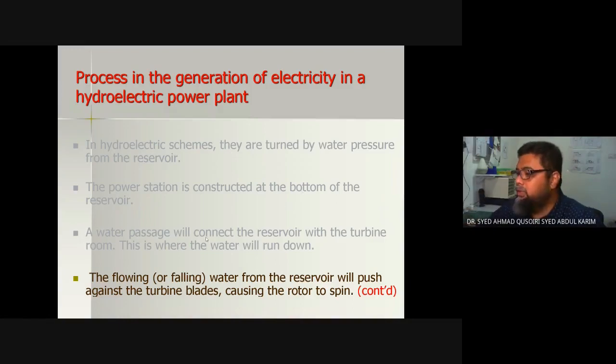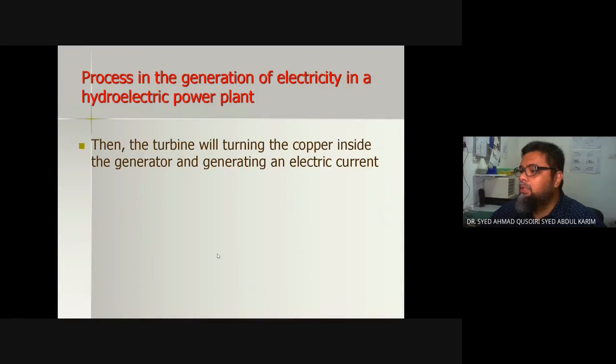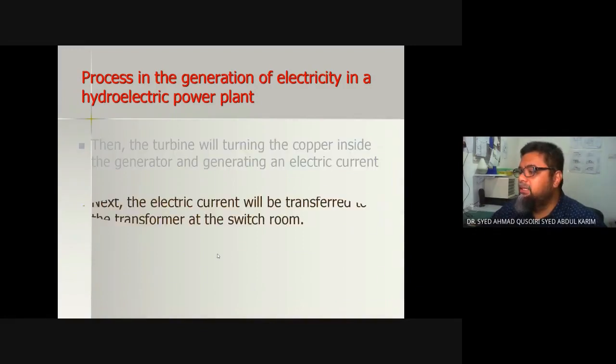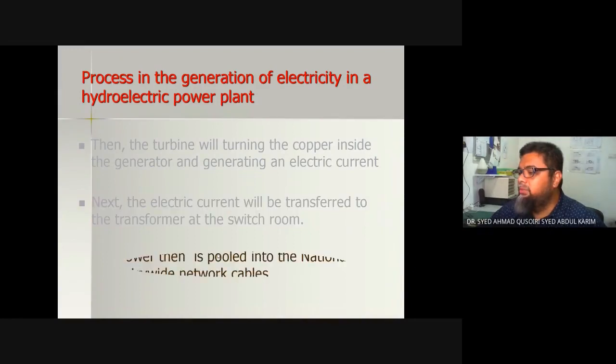Down, a water passage will connect the reservoir and the turbine room. The water will run down and flow and push against the turbine blade. It will cause the rotor to spin. And the turbine will turn the copper inside the generator and generate electric current. And then it is transferred to the step-up transformer in the switch room, and then the power is sent to the national grid.